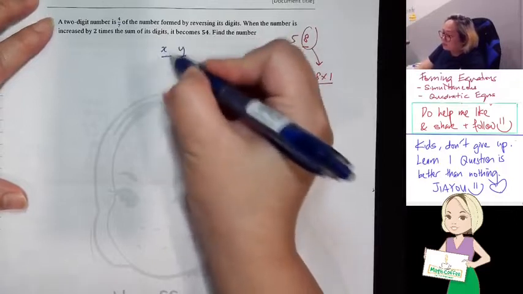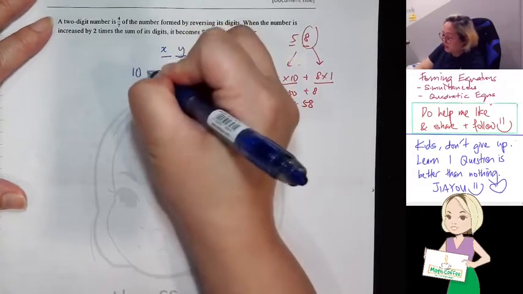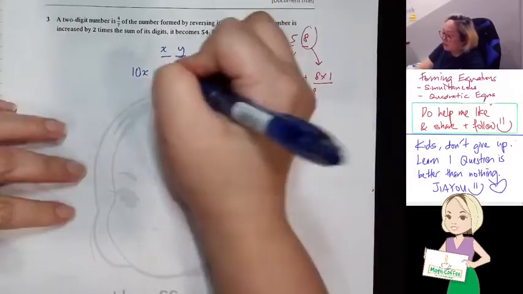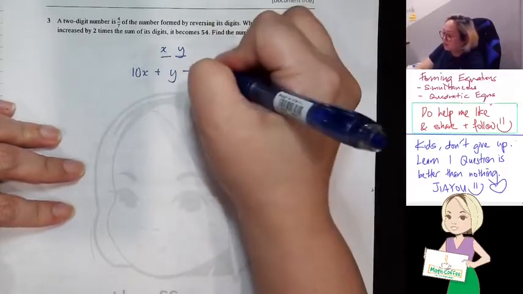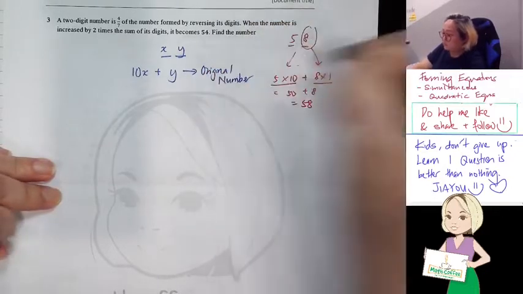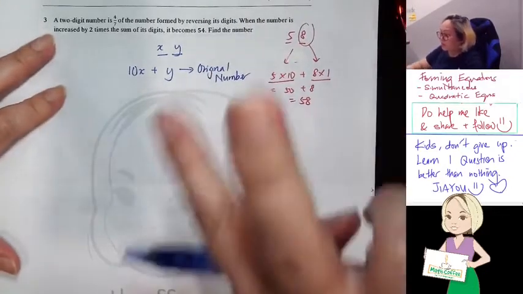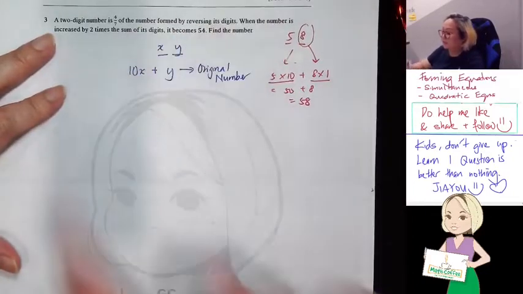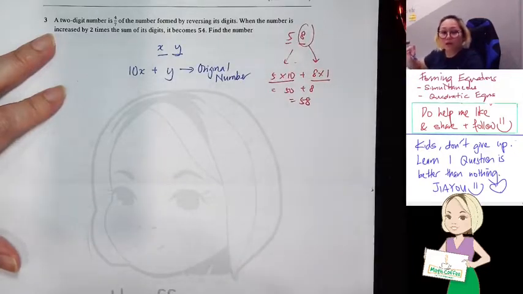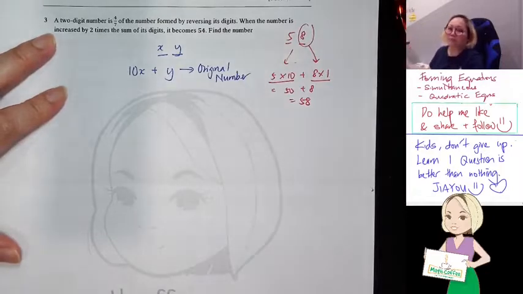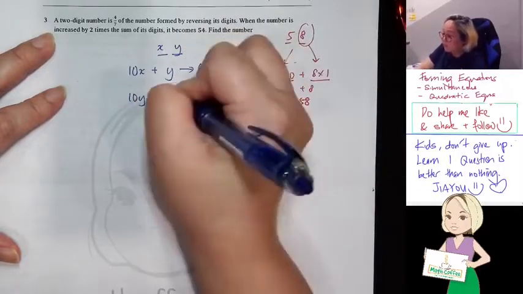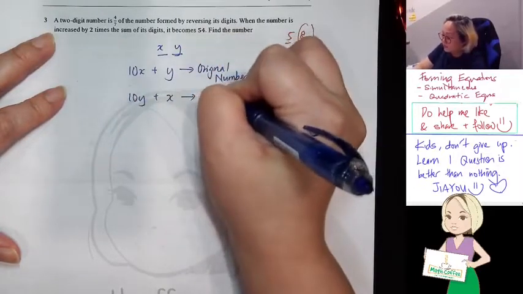So let's form the normal number. The value of x will be 10 times x, so it's 10x. The value of y will be y times 1, which is y. If I add them together, this is the original number. Now if I reverse the digits, just like 58 becomes 85, how do you form 85? It becomes 8 times 10 plus 5 times 1. So it's the same thing: 10 times y plus x times 1. This is the reverse number.